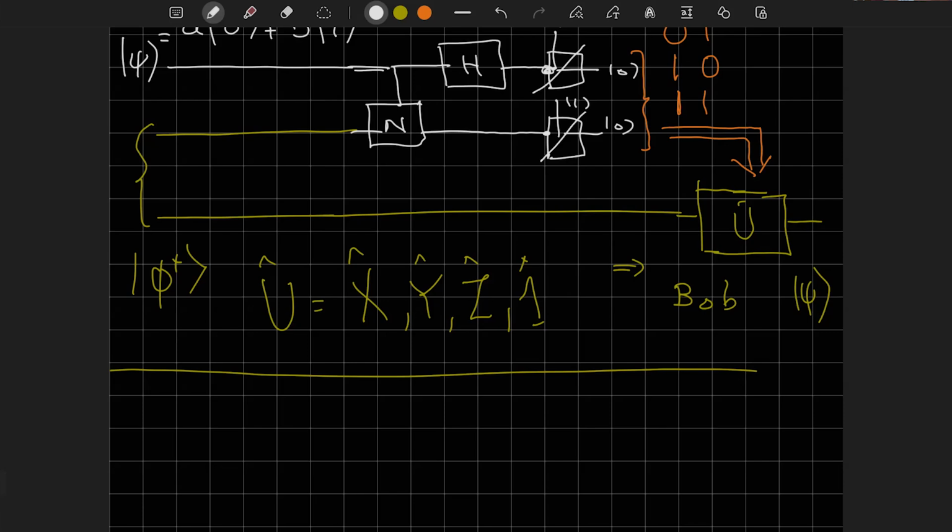And the no-cloning theorem is related to the theorem that you cannot measure a quantum state in one go. It's the same thing. No cloning really means that you cannot discriminate non-orthogonal states. Okay, thank you so much.